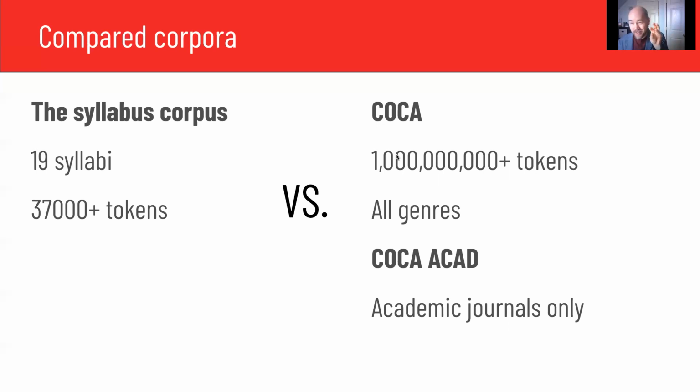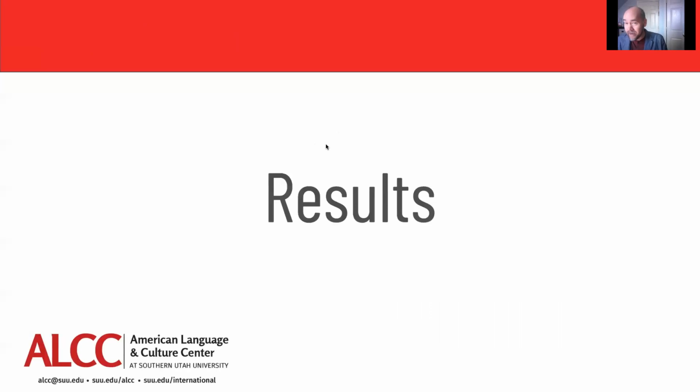So within COCA, just the academic writing genre, which is mostly academic journals and like law reviews and things like that. The purpose was, again, to see if there were differences between language as it's used generally, academic language generally, and then my syllabus corpus. And this is what I found.